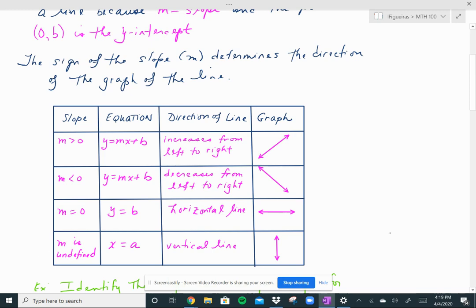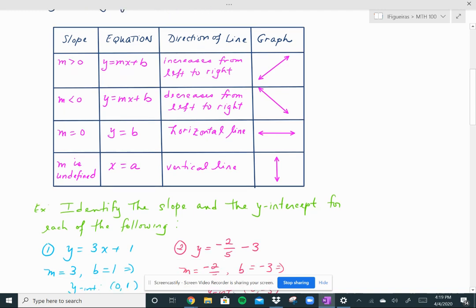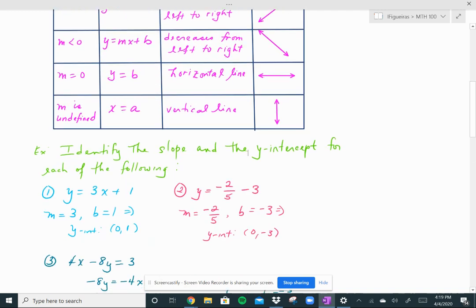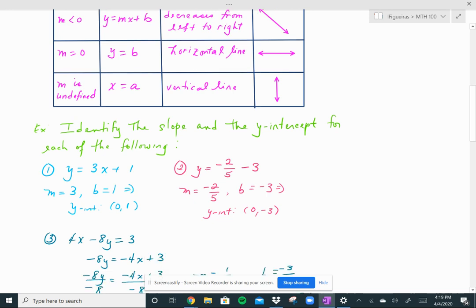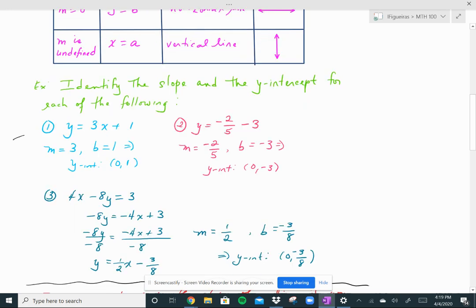All right, so using what we just discussed, we're going to identify the slope and the y-intercept for each of the following lines. So the first one here in blue says y equals 3x plus 1. Your m is the slope, and m is the coefficient of x. So m is 3. My b is the constant that's after the x term. So b is 1. Therefore, my y-intercept is the point (0, 1).